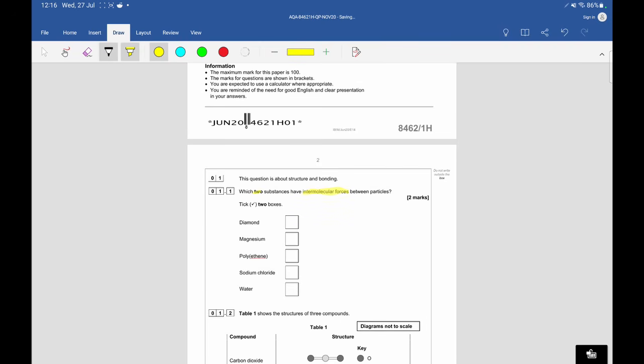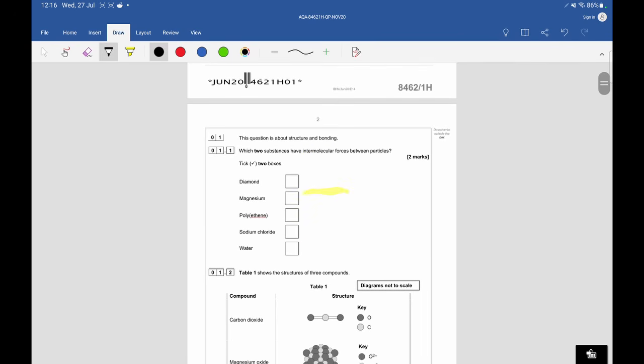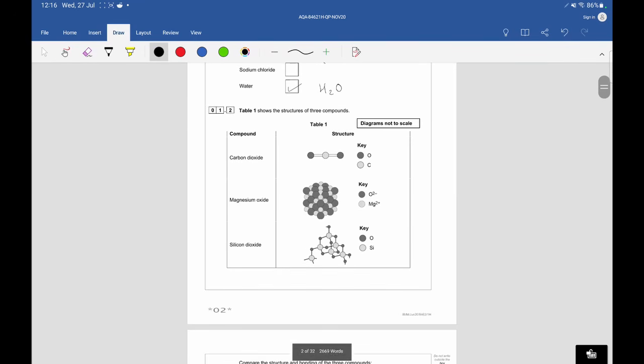Now, intermolecular forces are found between any substance that is a small covalent substance. So here, the only ones that are small covalent substances are polyethene and water, because it's H2O, and polyethene because it's ethene molecules, which is C2H4, and there's then lots of those joined together into one big long chain, but there'll be lots of those chains near each other, attracted by intermolecular forces.